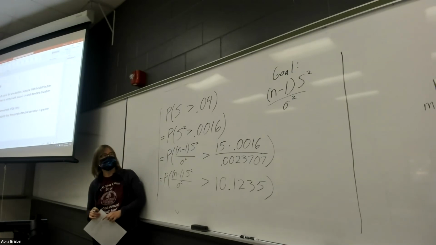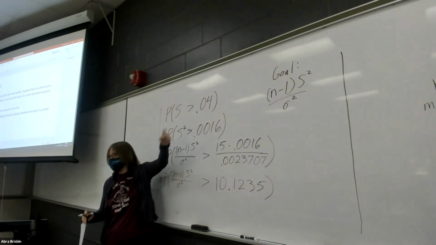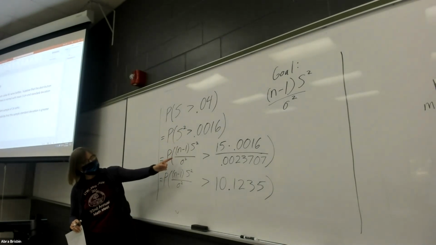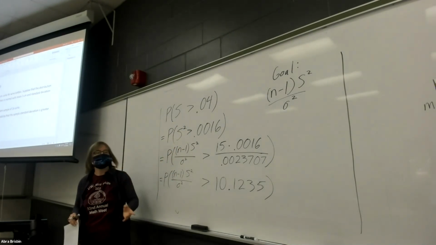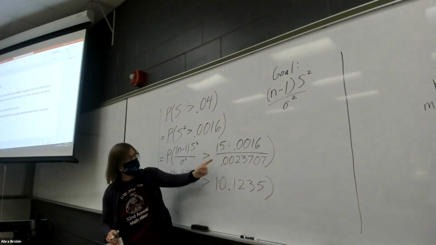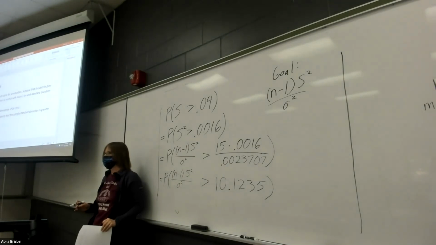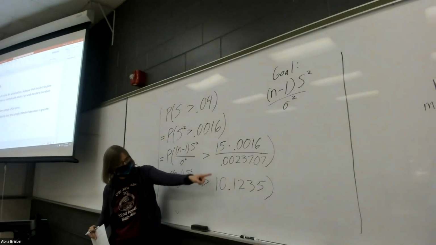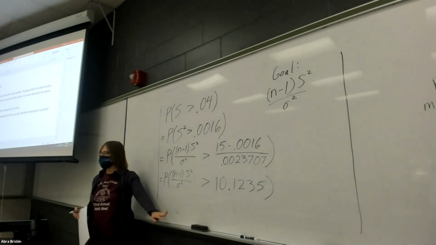All right, so here we started with the probability that S was greater than 0.04. We squared both sides of that inequality, then multiplied both sides of the inequality by n-1 over sigma squared. So on the left-hand side, we wrote that in terms of symbols, and on the right-hand side, we wrote it as 15 over the square of sigma, which we were given in the problem. So then we can simplify that right-hand side. It works out to about 10.1235. Questions about this part?